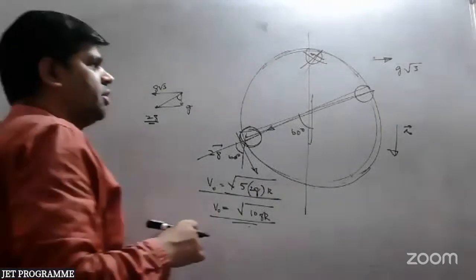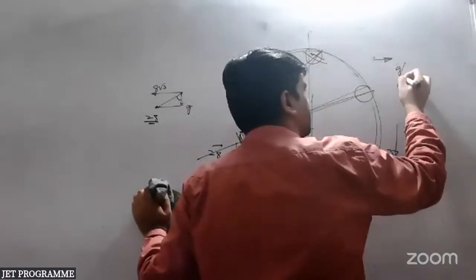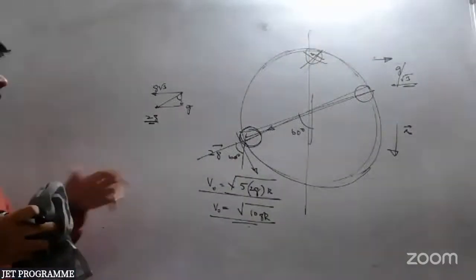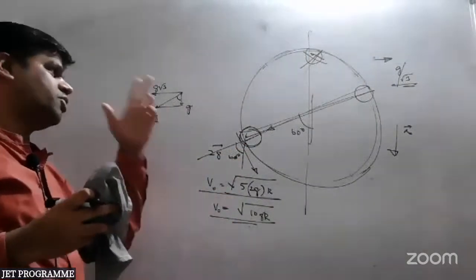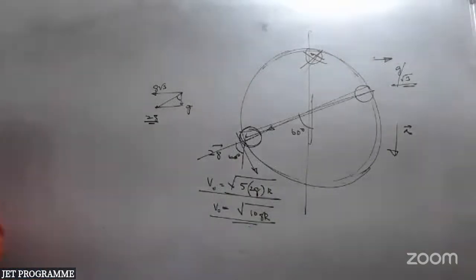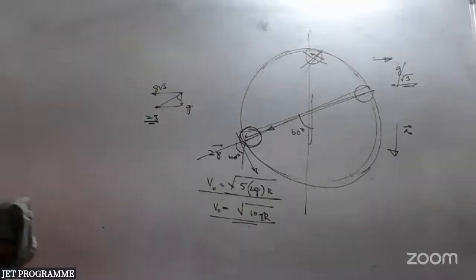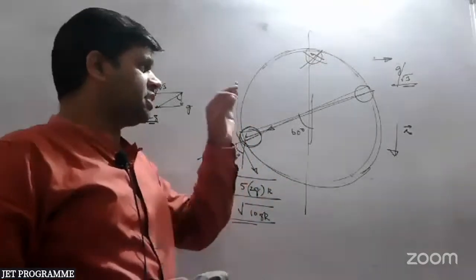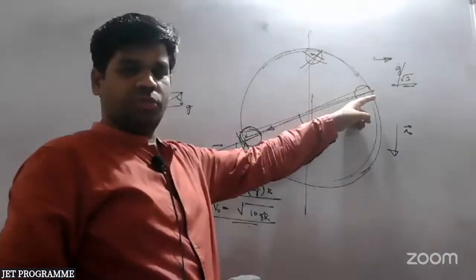Now tell me the answer: what if the acceleration is g by root 3? What is the effective acceleration angle? And also tell me the minimum speed for it to loop the loop. And when it is just looping the loop, what is the normal reaction over here, is what I'm asking. That's also a question. When it is just looping the loop, the normal reaction over here is 0.